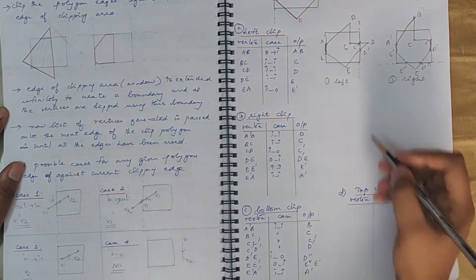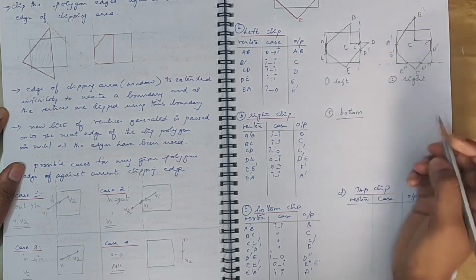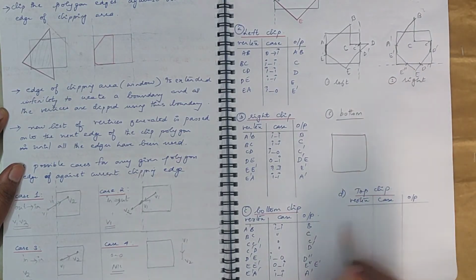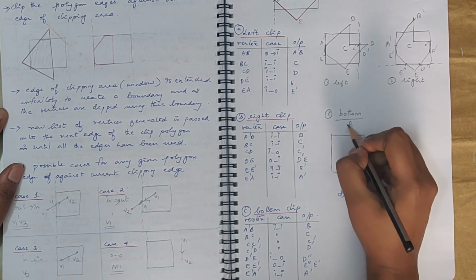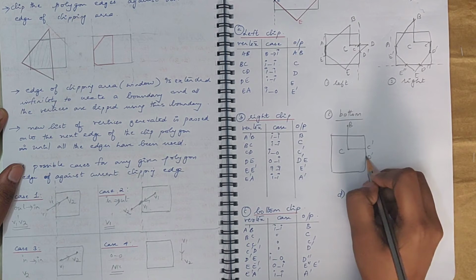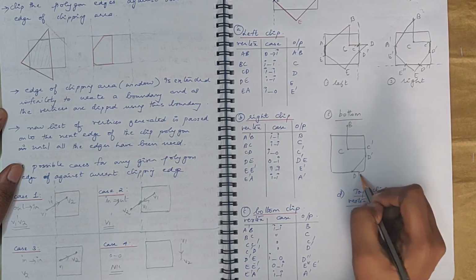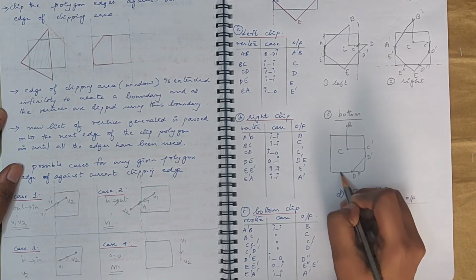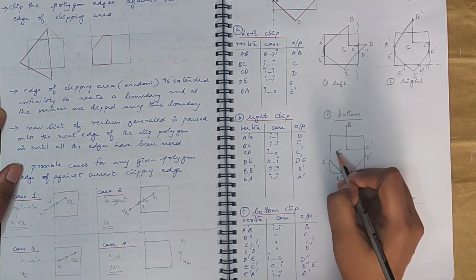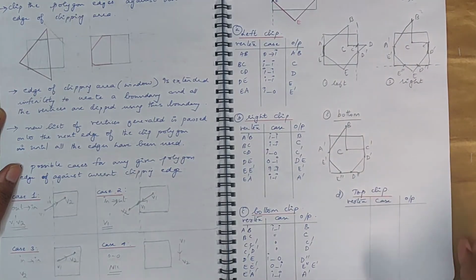So for this case, if you draw, the third case is bottom clipping. After bottom clipping, you have B, C, then you have C dash, D dash, then D double dash comes here, right? Then you have E double dash, E dash, then you have A dash. So this is the result after bottom clipping.